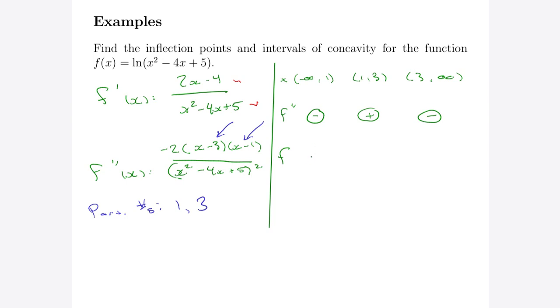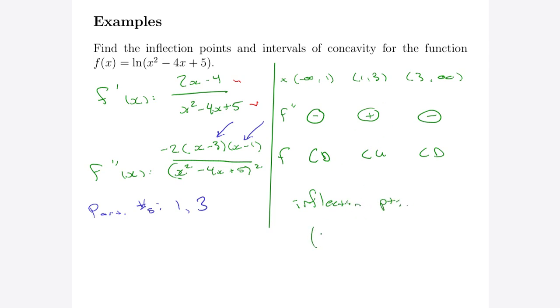All right, you should end up with something that looks a bit like this. So now we can see on our function, this negative is concave down, this positive is concave up, and the negative is concave down. So you've got two intervals where it's concave down, one interval where it's concave up, and your inflection points, you've got two of them.